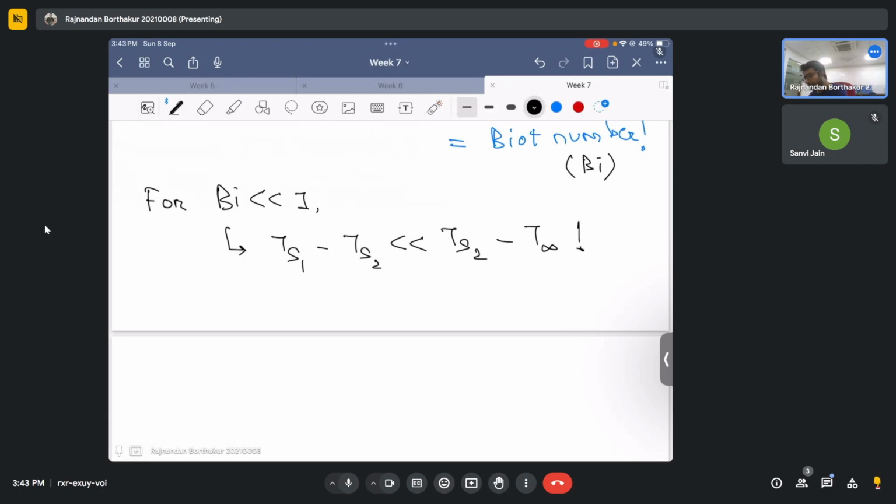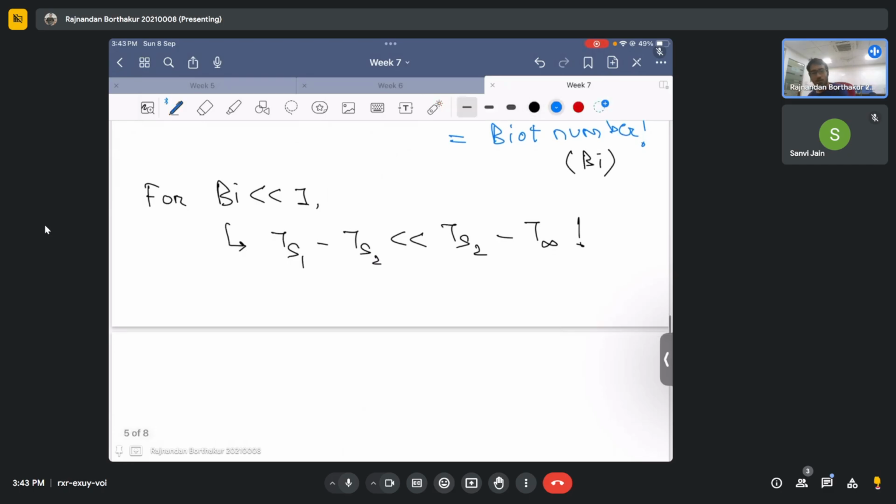So in all practical scenarios, for the lumped capacitance model to be valid, you can simply check that if your Biot number is less than 0.1, the accuracy of the lumped capacitance model reaches more than 90%. So that's why if your Biot number is less than 0.1, the lumped capacitance framework is valid. Okay.